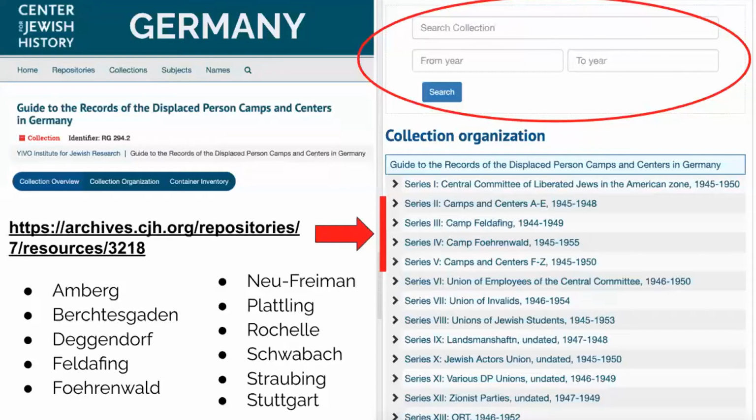Also, the camps listed in bullet points on the slide have various forms of lists of residents, either in elderly homes, hospitals, schools, or voting registers. There are no birth or marriage certificates in this collection.